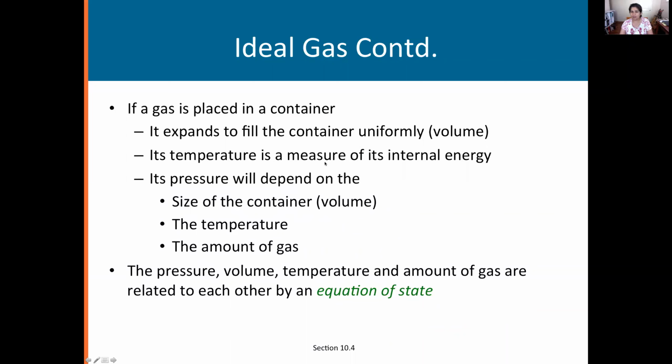So kinetic energy is half mv squared. The mass is fixed, but v, the velocity, is not fixed. So how fast it moves varies with temperature. The higher the temperature, the faster it moves. So temperature becomes a direct measure. Its pressure will depend on several things.